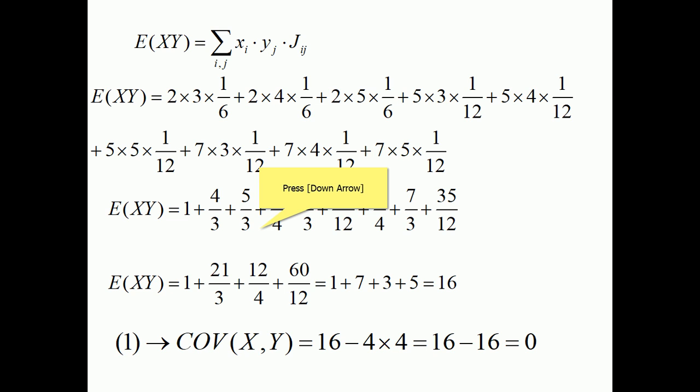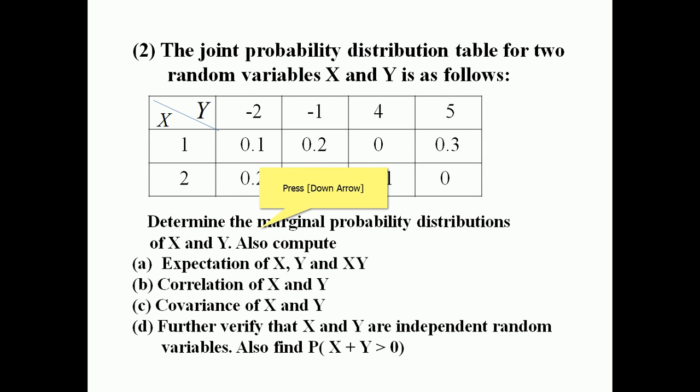They asked you to only find covariance. Right now, we found this. This shows that x and y are independent random variables. We'll move on to the next problem.